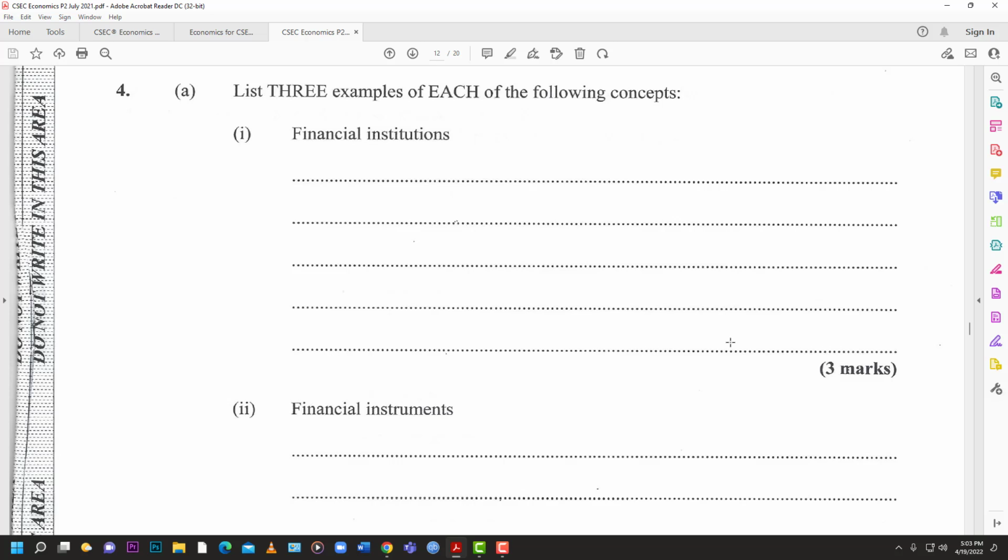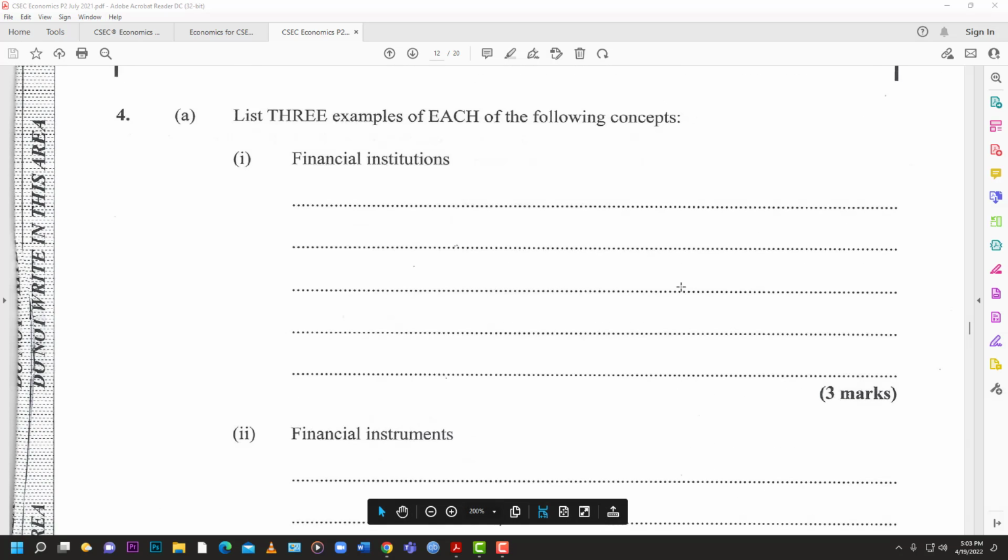So let's just jump right into question number 4. It starts out asking us to list 3 examples of each of the following concepts. So we are listing, and therefore we're just looking for 1, 2, 3, 1, 2, 3, and that's it. You don't even need sentences per se because we're listing here.